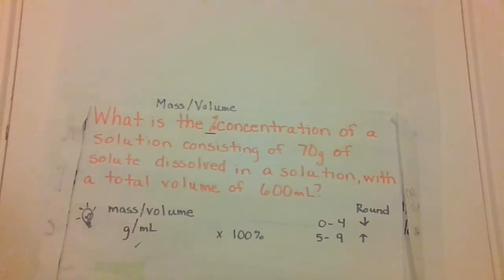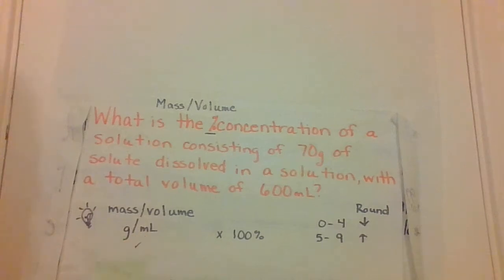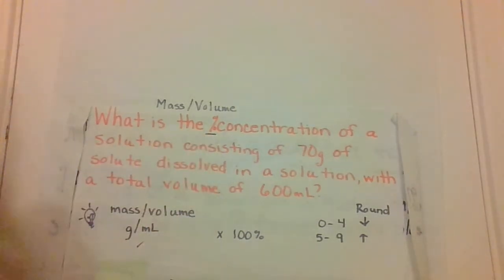The question asks, what is the percent concentration of a solution consisting of 70 grams of solute dissolved in a solution with a total volume of 600 milliliters? The equation for solving mass volume problems is simply mass over volume, and more importantly, the units must be grams over mLs. Your mass is in grams, your volume is in mLs, and then you multiply the entire problem by 100%. Remember that your unit for these problems will be percent because it is a percent concentration.